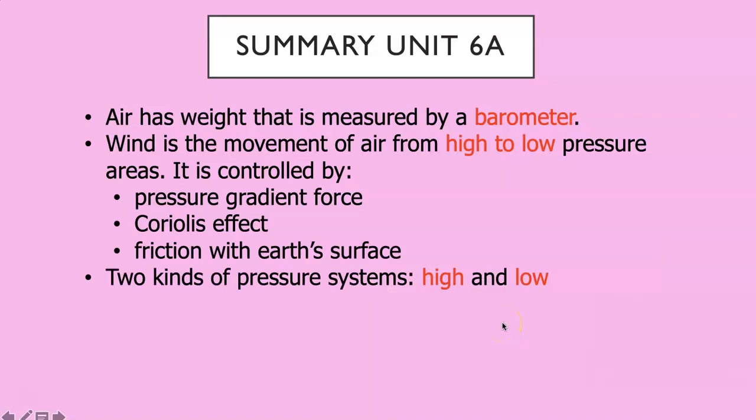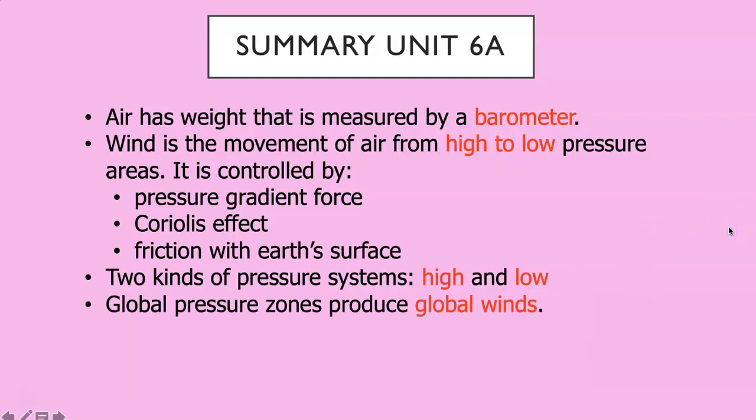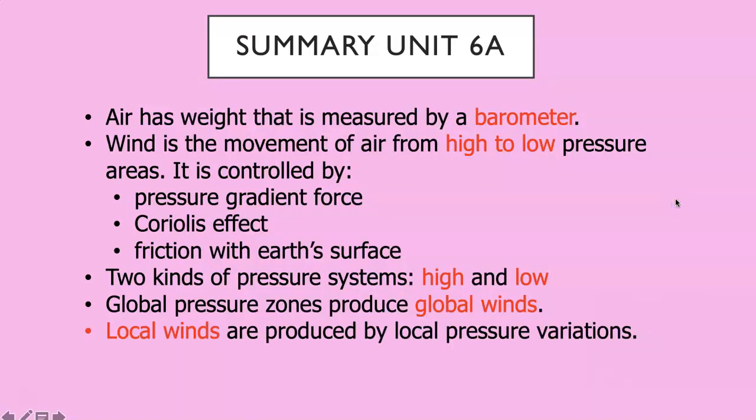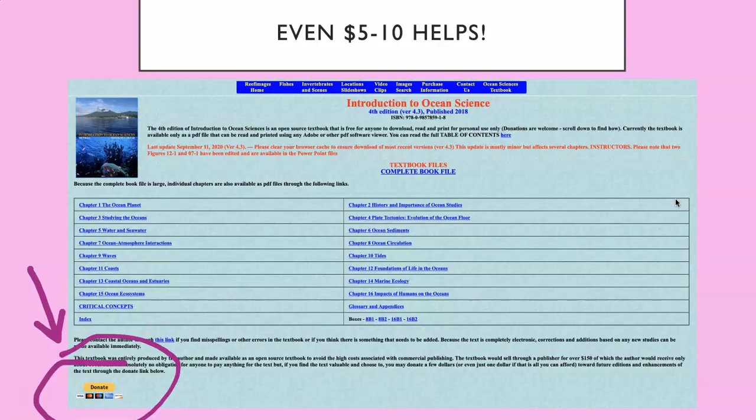There are 2 kinds of pressure systems, high pressure and low pressure, which I just went over. There are the global pressure zones that produce global winds, such as these. We have the equatorial low pressure zone, the subtropical high pressure zone, and between them we have the northeast trade winds. This is an important diagram that you're going to need to use on your next exam. And then finally, local winds are produced by local pressure variations, and this includes sea breezes, land breezes, mountain breezes, and valley breezes.